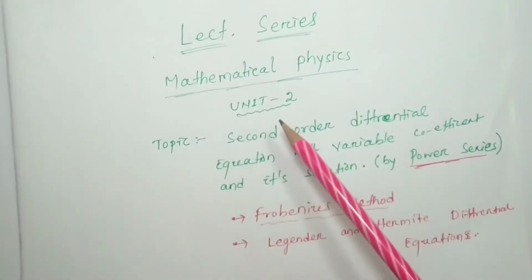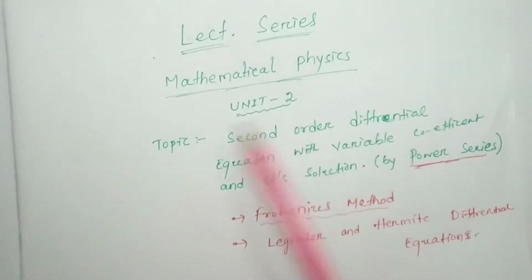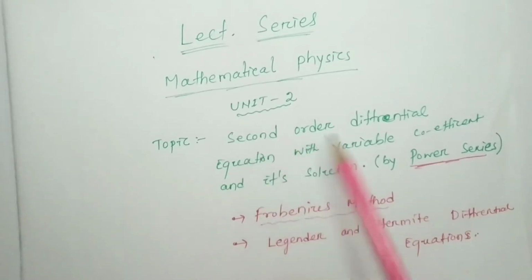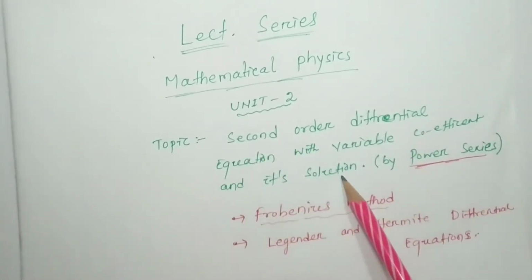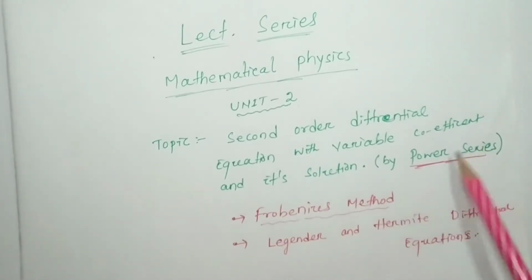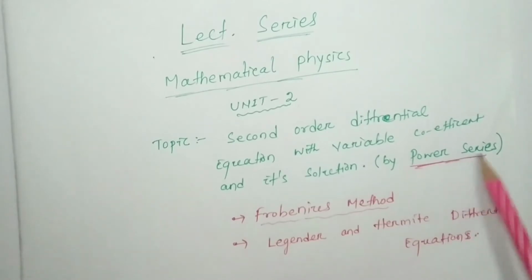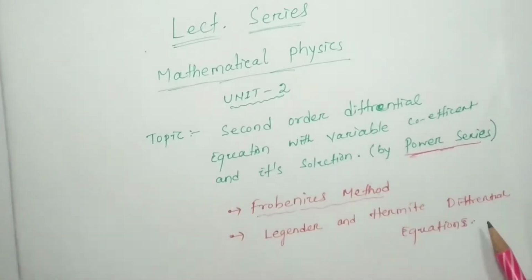Today we are going to start our new unit, that is unit 2, and the overall topic is second order differential equations with variable coefficients and their solution by power series. Basically, this power series method is called Frobenius' method. And in this unit 2 we are also going to discuss the Legendre and Hermite differential equations.